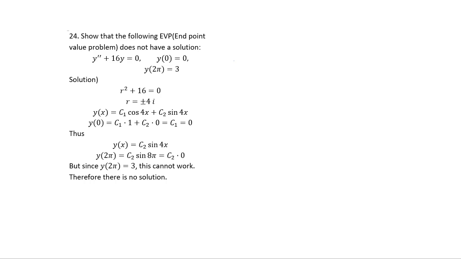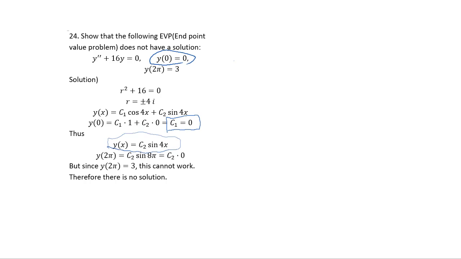And then we use the endpoints, right? So y of 0 equal to 0. How do we do that? That means that we have to plug in 0 here and 0 there, which gives you c1 times 1 plus c2 times 0. And then since that has to equal 0, we end up forcing c1 to be 0. If c1 is 0, you can plug it back in and you get y as c2 sine 4x.